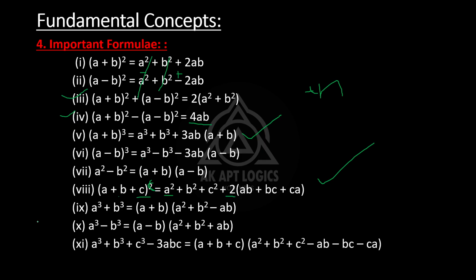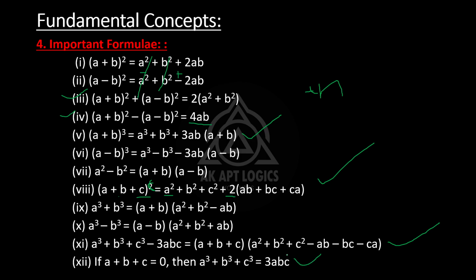So yeah, a cube plus b cube plus c cube minus 3abc is equal to (a plus b plus c) into (a square plus b square plus c square minus ab minus bc minus ca). Next, if a plus b plus c is equal to 0, then a cube plus b cube plus c cube equals 3abc. It is a proof in eighth class. I hope whether you remember or not, it's a proof in eighth class. It's a 7 mark question, I think.